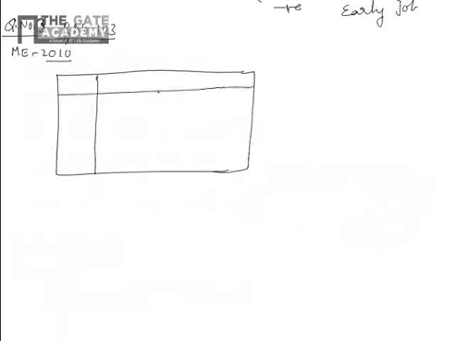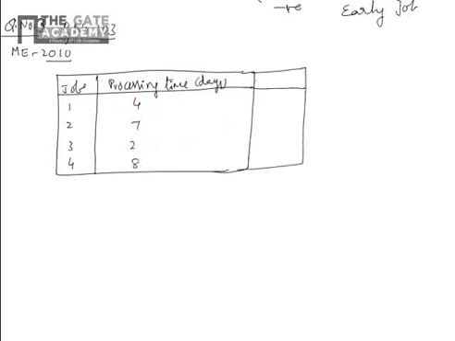So the table given in the problem is jobs 1, 2, 3, 4, and processing time in days 4, 7, 2, 8, and due date 6, 9, 19, 17. So for example, to understand it clearly, job 1 requires 4 days of processing to complete, and it has to be delivered in 6 days.